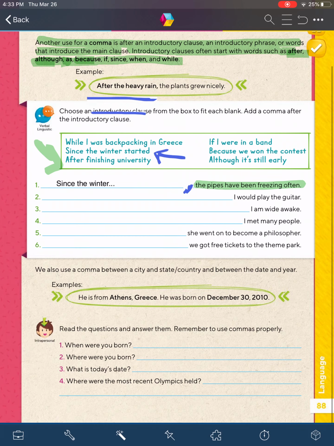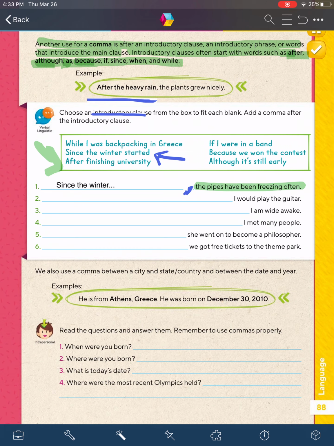And last but not least, we have another exercise that reminds us that we also use a comma between the city and the state. So, read the example and answer the question.